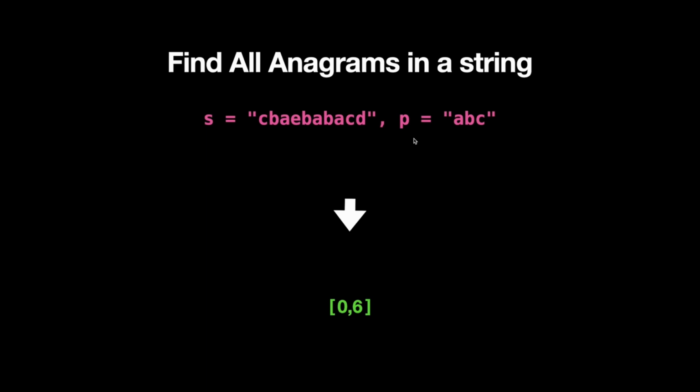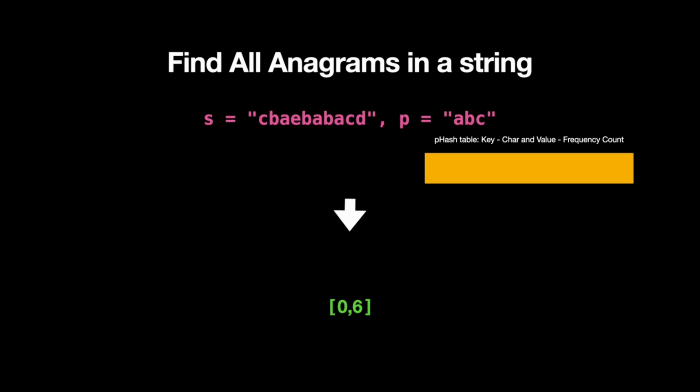So we'll take two hash tables. The first hash table will be the P hash table, which will have all these characters and their frequency count. So for B, the frequency count is 1. C has a frequency count of 1, and A has a frequency count of 1, right? So we'll have a hash table with key and value. The key would be our character and the value will be the frequency count, right? And then we'll keep a P count with the count of elements which is available in our P variable, right?